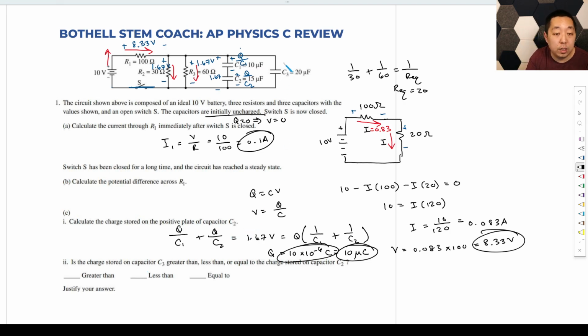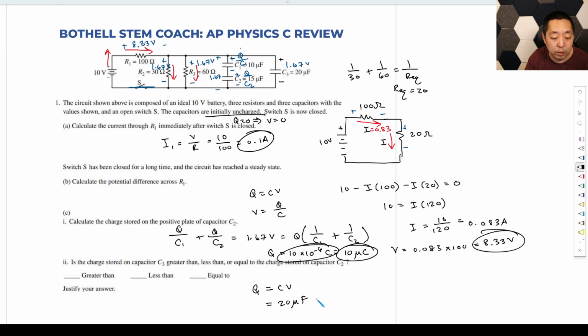Is the charge stored on capacitor C3 greater than, less than, or equal to that on capacitor C2? Well, let's look at the charge. So Q is equal to CV. So we know the capacitance. We actually know the voltage drop across this one because, again, with this loop right here, this has got to be 1.67 volts, right? Because these three all have to have the same drop. If you look at any loop through them, we got to drop 1.67 volts because we know that this is 8.33, right, in steady state.